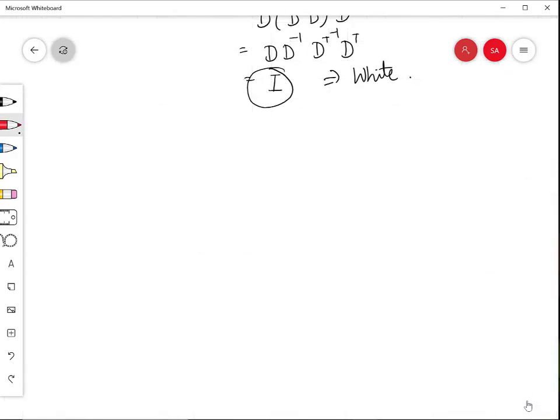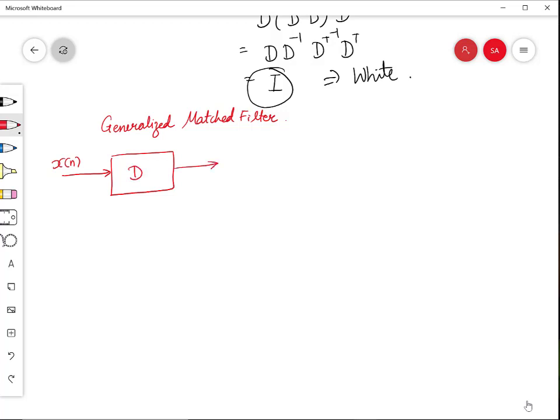So if I want to draw the replica correlator, our generalized matched filter looks something like this. We take the input x[n], then we multiply it with the matrix D. It is the pre-whitening filter.